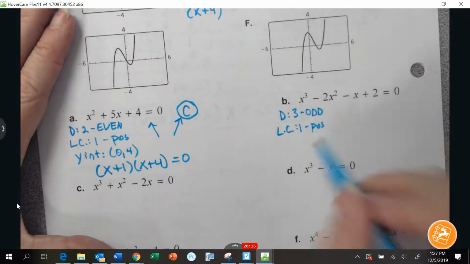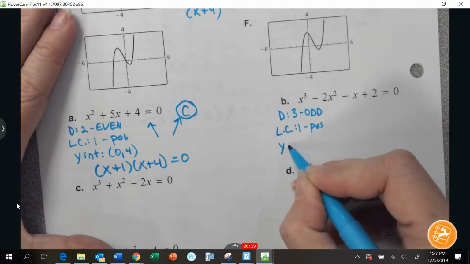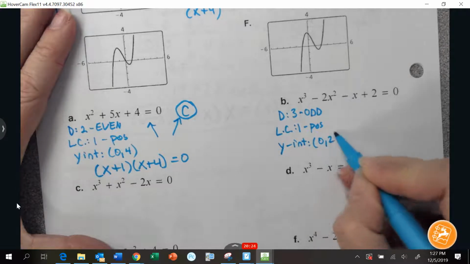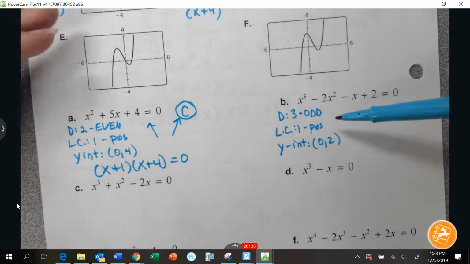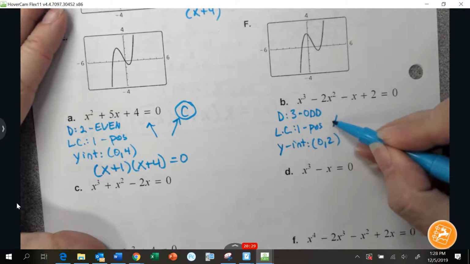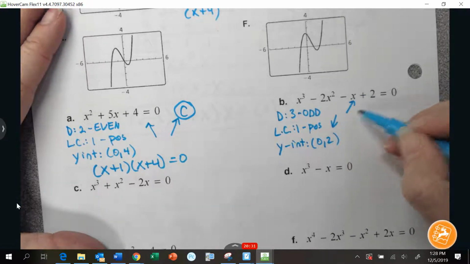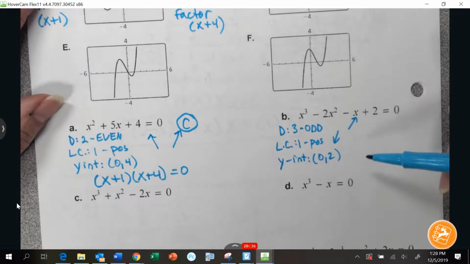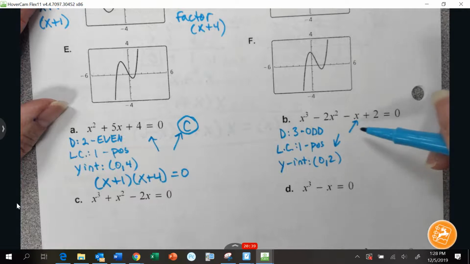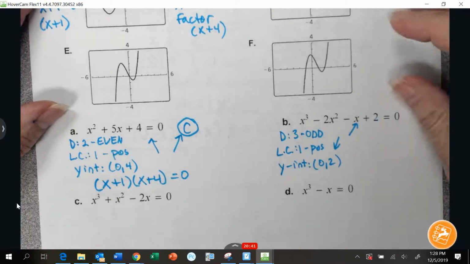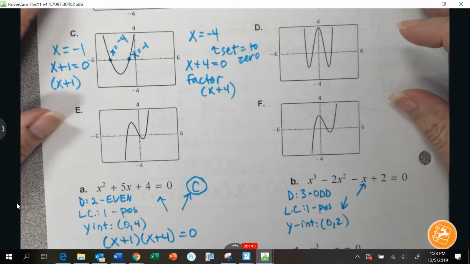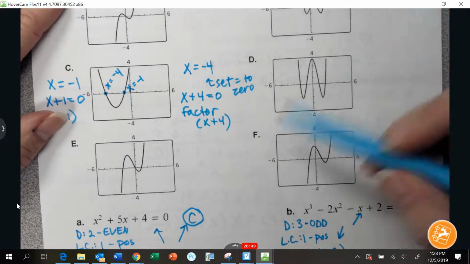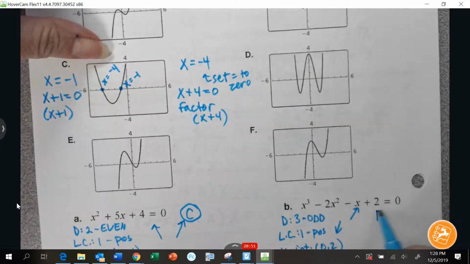Okay, so for this one, the y-intercept. 2. You plug in 0 for x and you get 2. Okay? So end behavior, if it's odd and positive, it's going to go from down to up. We've learned this end behavior. So we're looking for a graph that looks like this and has a y-intercept at 2. That looks like my only option, doesn't it? Okay, so it's got to be f.